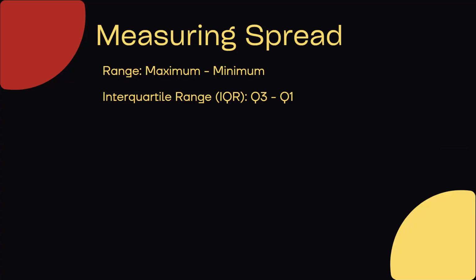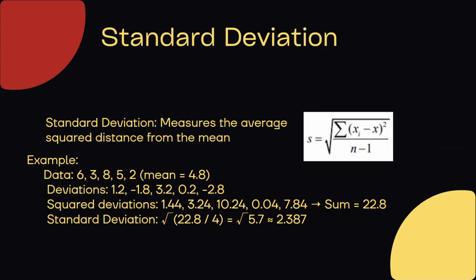Q1 is the 25% mark, and Q3 is the 75% mark of the data values. Now, when we measure standard deviation, here's a quick walkthrough of calculating it. Remember, it's the square root of the average of squared deviations from the mean. It basically tells us how spread out our data is.